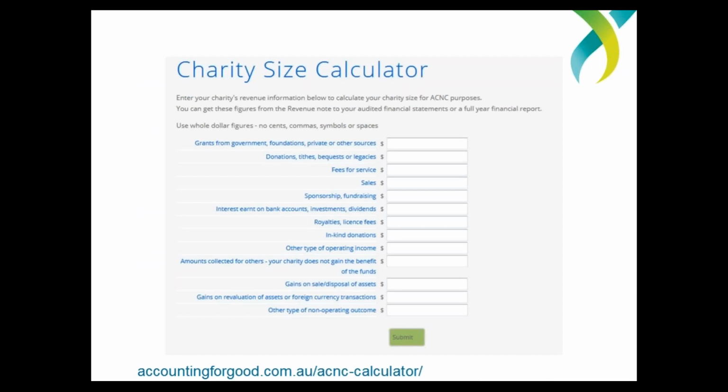Revenue and charity size can be a little bit tricky to calculate, but there is a useful charity size calculator, and that's available on the Accounting for Good website, which can help charities confirm whether they're small, medium or large. So if you're not sure, just double check, and this tool is a good place to start.